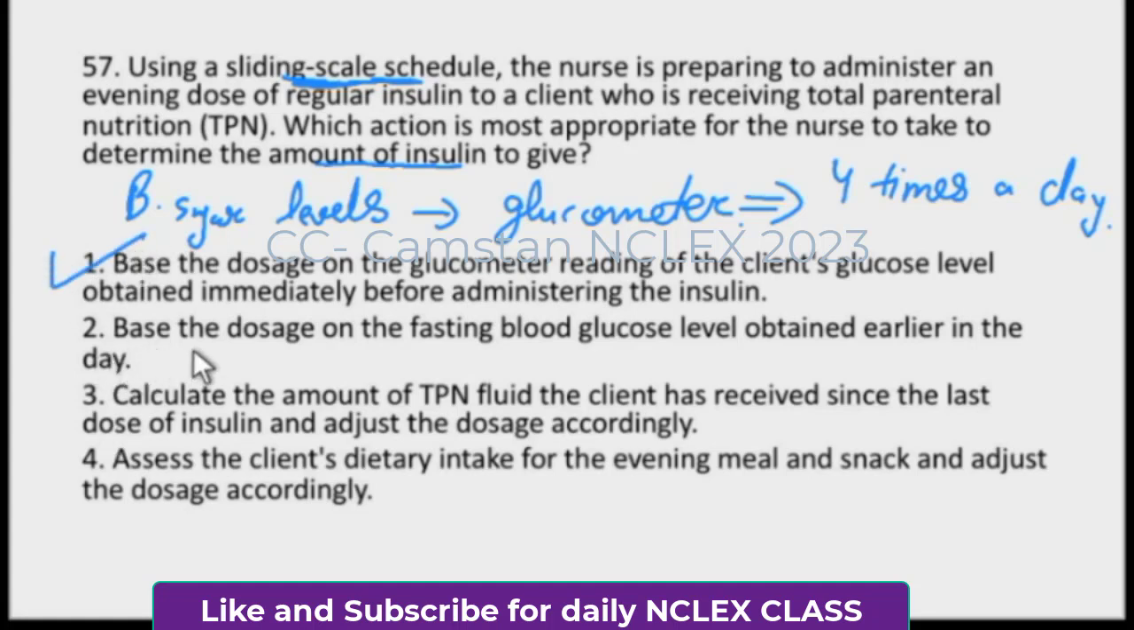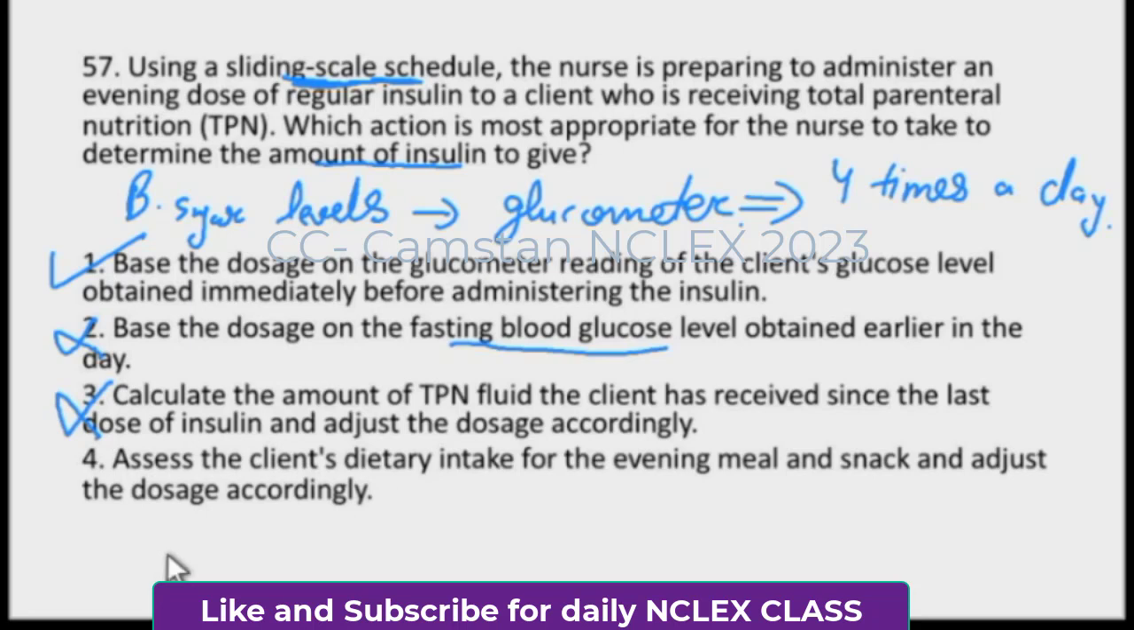The second one is base the dosage on the fasting blood glucose level obtained earlier in the day. No, it does not depend on the fasting blood sugar levels, right? So this option is incorrect. Third one is calculate the amount of TPN fluid the client has received since the last dose of insulin and adjust the dosage accordingly. Well, the nurse can't calculate this insulin dosage by assessing the amount of TPN intake, right? So this is also incorrect.